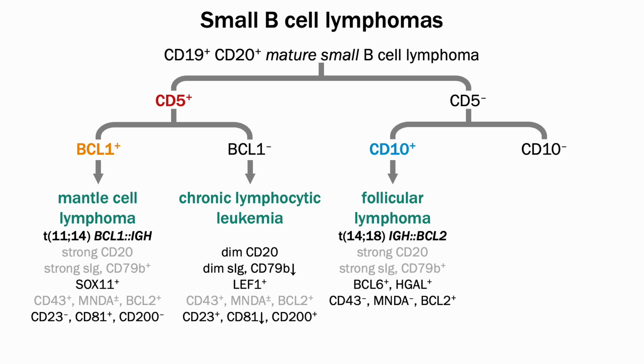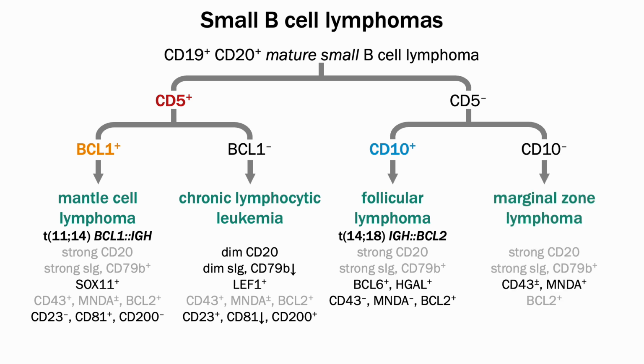A CD5 negative, CD10 negative phenotype on a small B-cell lymphoma favors marginal zone lymphoma. But follicular lymphoma can lose CD10, and mantle cell lymphoma and CLL can occasionally lose CD5, so you have to be careful. In the context of a CD5 negative, CD10 negative lymphoma, CD43 is supportive of MZL, but it's not sensitive. MNDA is fairly sensitive and specific in this context, but it's also present on a subset of mantle cell lymphomas and CLLs.